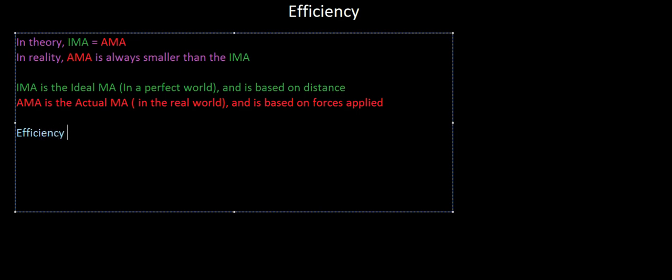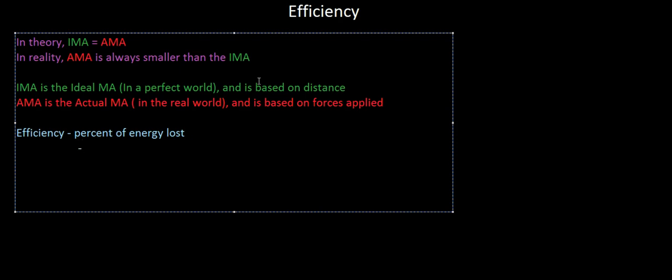And this is what efficiency is for. Efficiency is basically a percent of energy lost. That's what it's measuring. So it measures how much energy is lost from the IMA, or the perfect world, or in theory, to the AMA, or the real world, or in practice. So how much energy is lost from theory to practice.